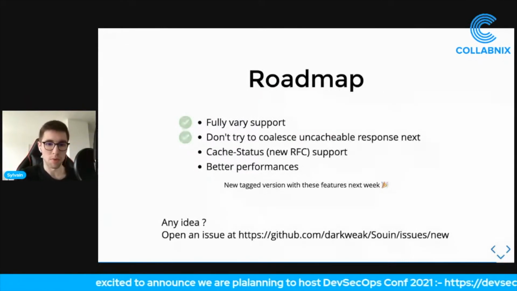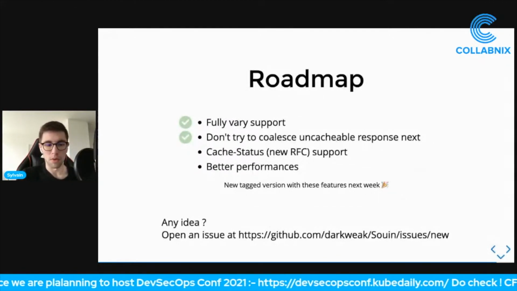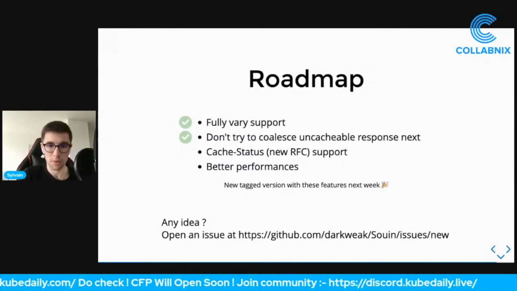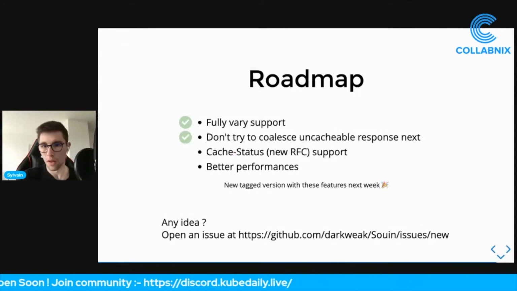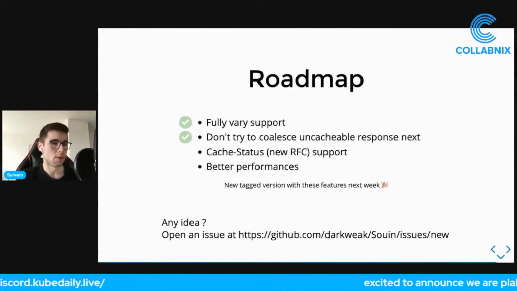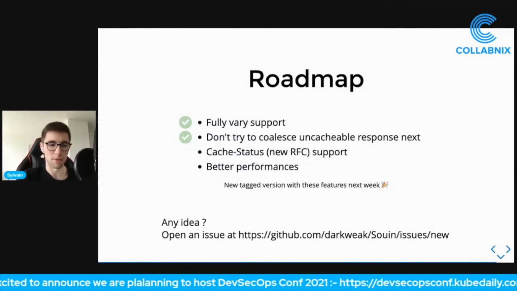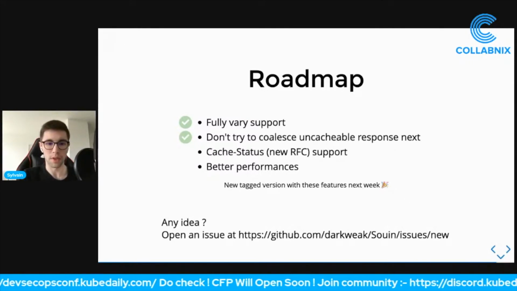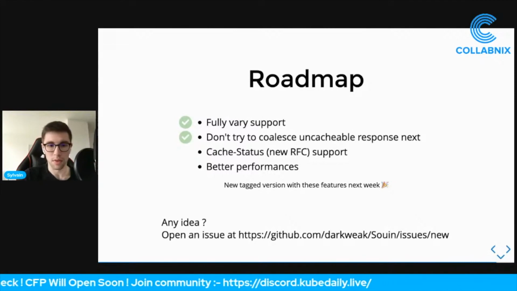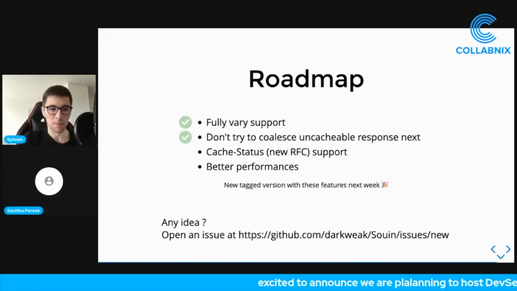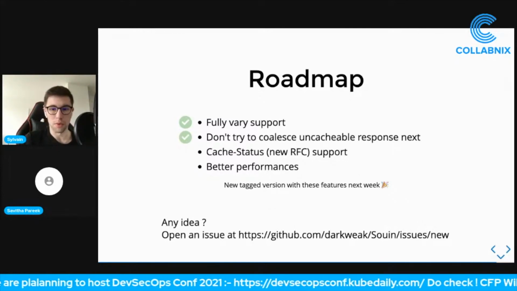There will be full support of Vary, but now it's on master and it has to be tested more deeply. So I don't release it now. And another big feature was the support for uncoalesceable requests, and it's now available on master. And I plan to support the cache status, the new RFC for that, and obviously increase performance on the cache system. Then I plan to release a new stable version next week. And obviously, if you want to contribute, you're welcome.